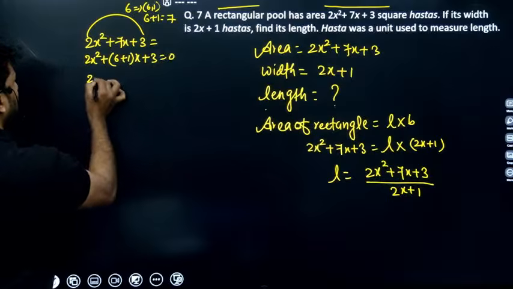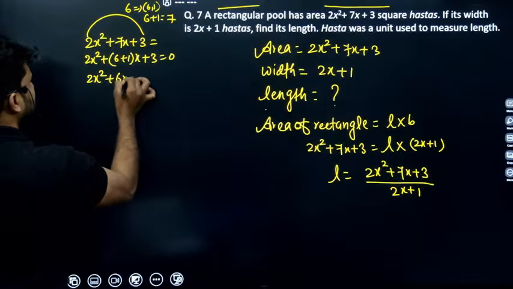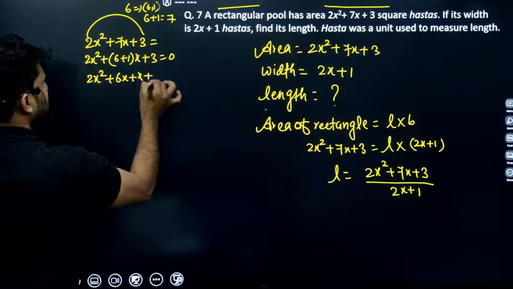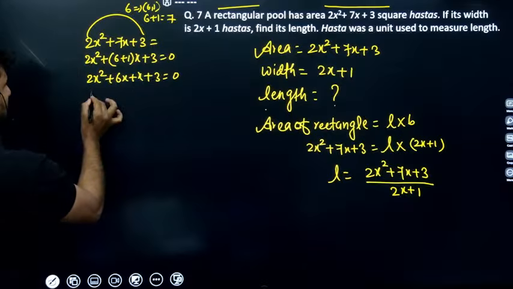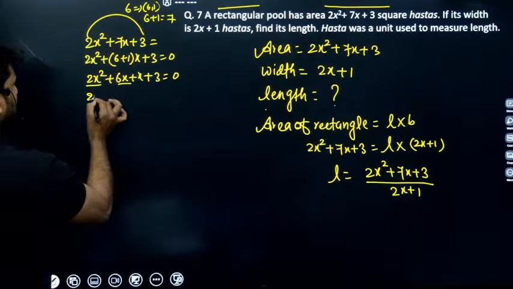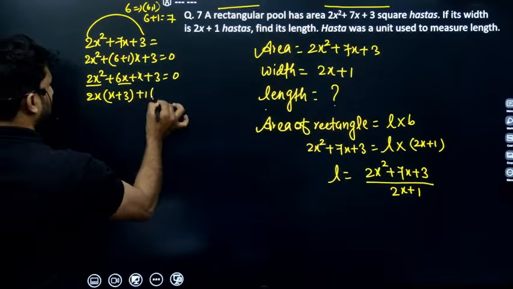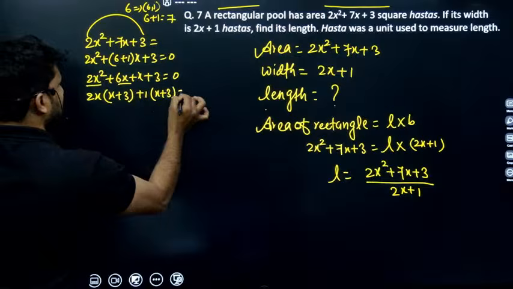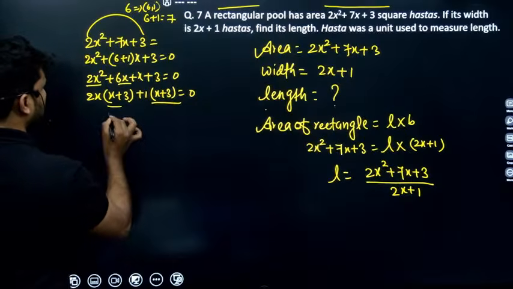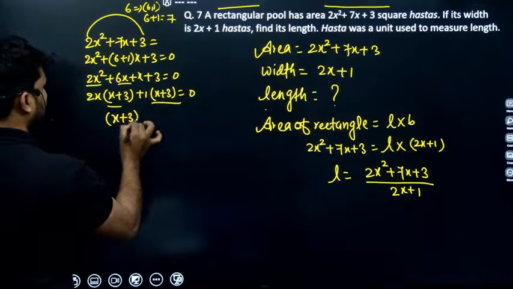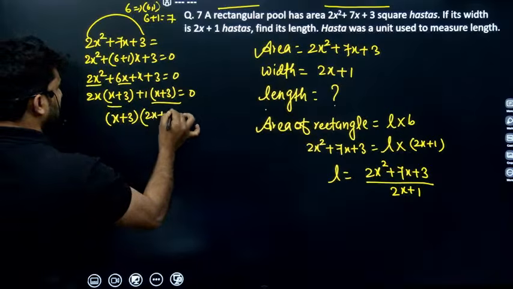So now 2x square plus 6x plus x plus 3 is equal to 0. Now let's take common from these two. So 2x will be common, so x plus 3 remains. Here we can take common 1, so it will remain as it is. So both the brackets are similar. We can take any one of these two, and x plus 3 will be combined with 2x plus 1.